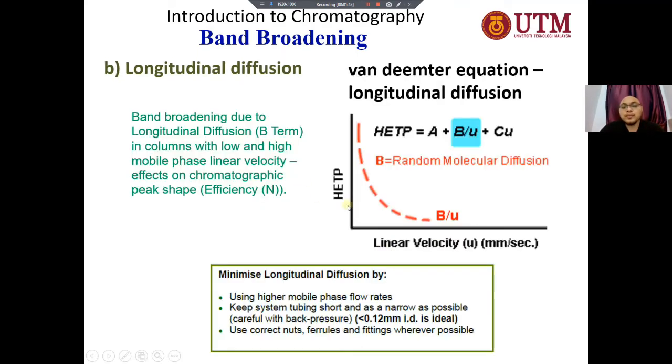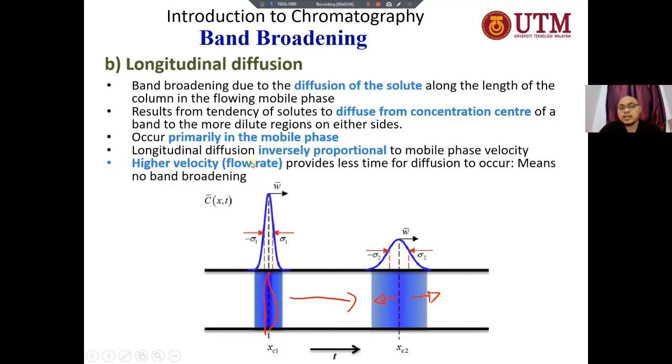Okay, if you look at the graph, if we use a high velocity or flow rate of the mobile phase, we can increase the efficiency of separation. If you look here, the HETP number becomes less at the high velocity. That's why a higher velocity will be able to avoid or minimize the longitudinal diffusion effect. How? Because we provide less time for diffusion to occur.